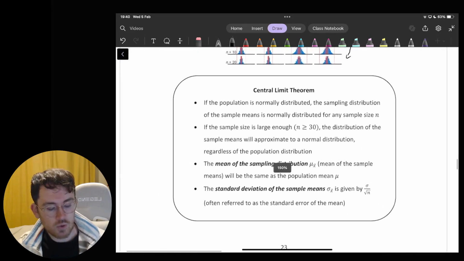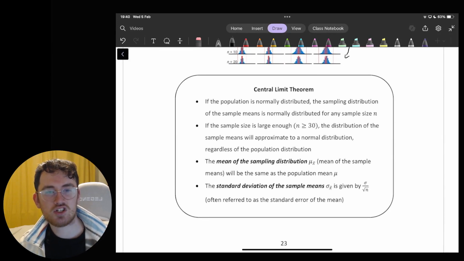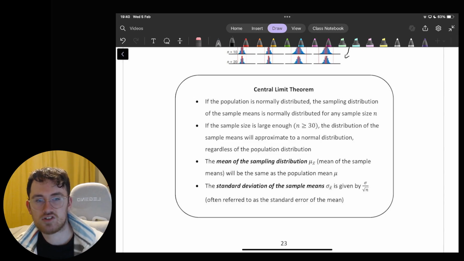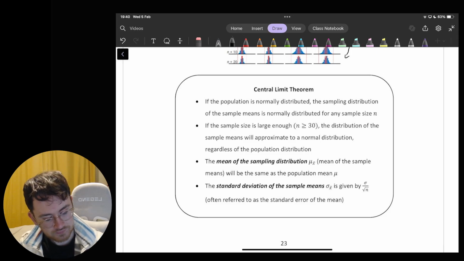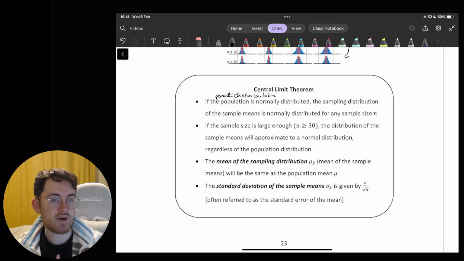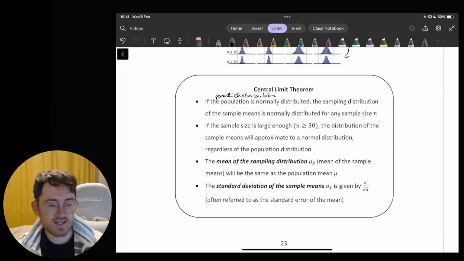And this leads us to what we call the central limit theorem. The idea is that if a population is normally distributed, the sampling distribution of the sample means is also normally distributed. So if the parent distribution, and I can put that here, the parent distribution, is told to be normally distributed and then I take a sample from it, no matter what size the sample is, that will also be normally distributed. Okay, so that's the straightforward one. That's the ideal scenario, if you like.